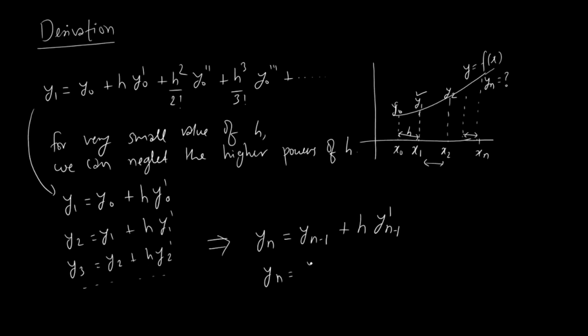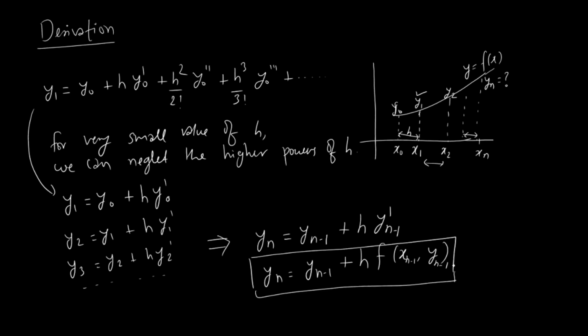Yn equals to yn minus 1 plus h f of x comma y, but at which point? N minus 1 point, right? So this way I can derive the formula for Euler's method. So it is basically the Taylor series method where the higher power of h is neglected. So we can use this formula to solve the given differential equation or the initial value problem by using Euler's method. This formula can also be derived in another way.